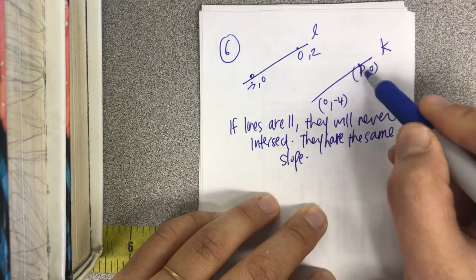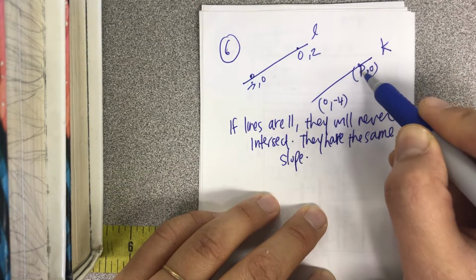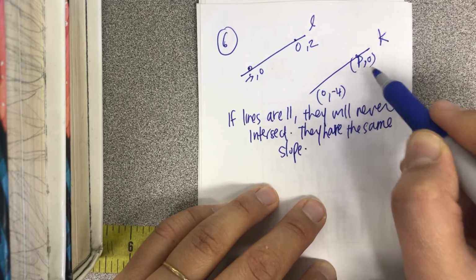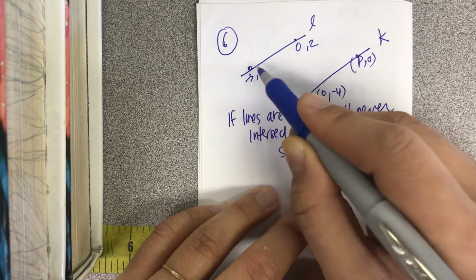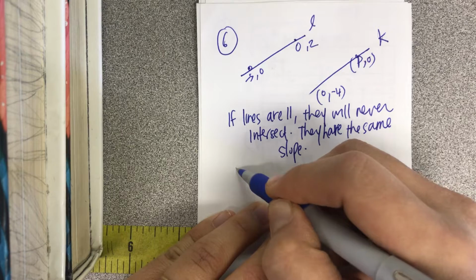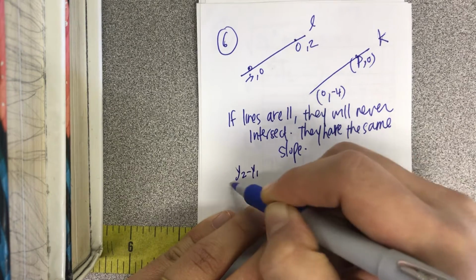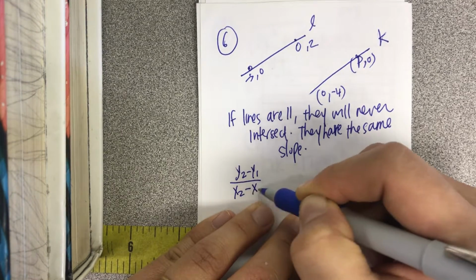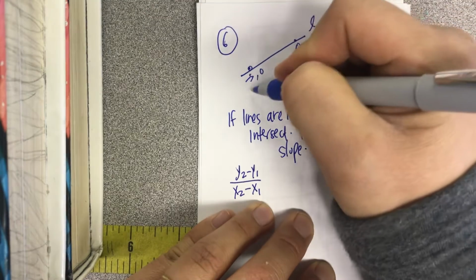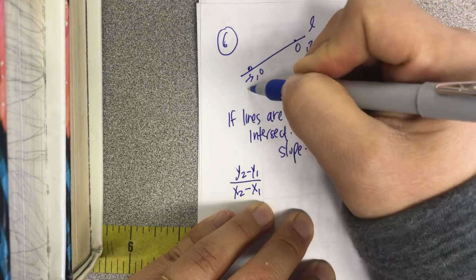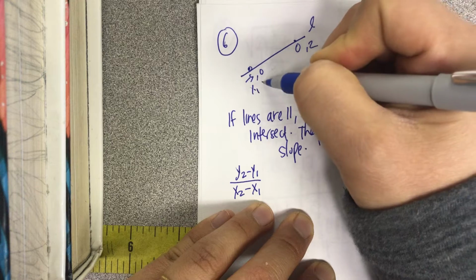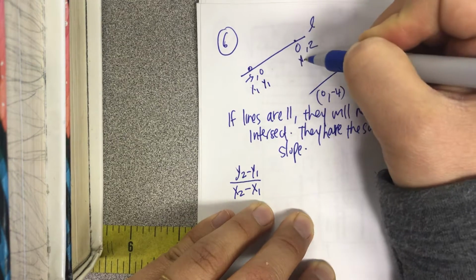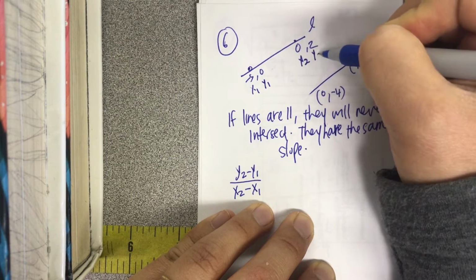And so if we're trying to find out what P is, we could find out what P is by figuring out what the slope is first of this line, okay? The slope formula is y2 minus y1 over x2 minus x1, okay? It doesn't matter which one you start off with, but I'll just start with this one. So this is x1, y1, x2, y2.